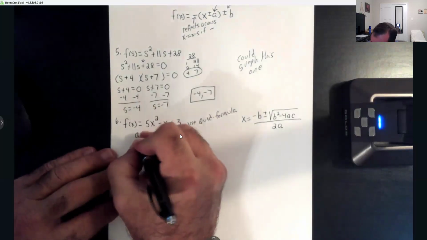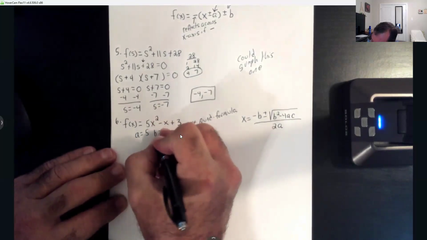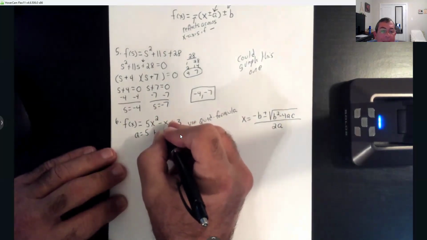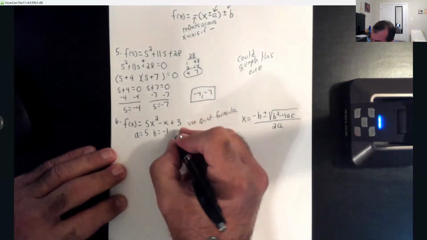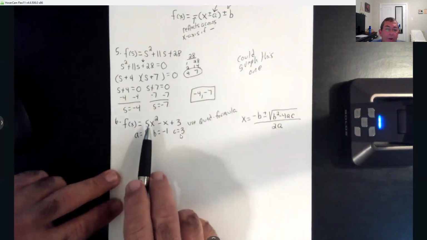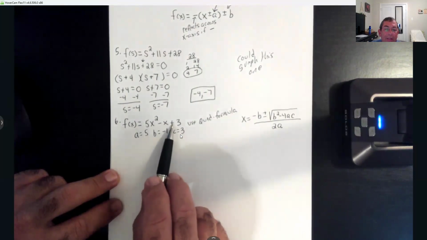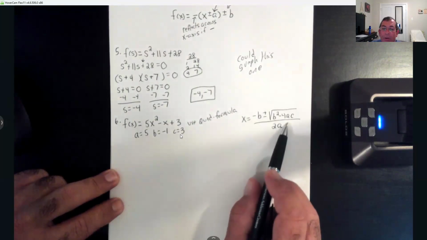So we're going to plug everything into this. So let's figure out what a, b, and c are. A is the 5. B, well, there's a negative without a number, so that's a -1. And then C will be the 3. So your numbers will be in order, A, B, and C. So now plug these 3 numbers into your formula.